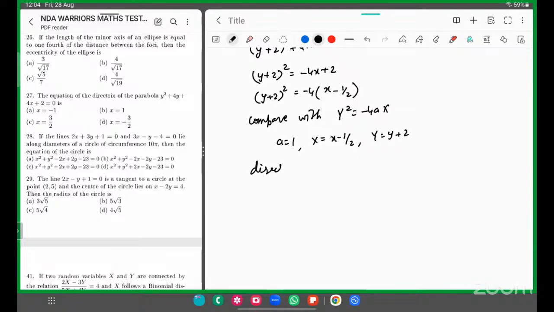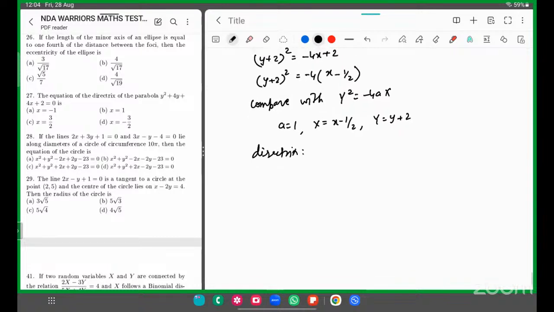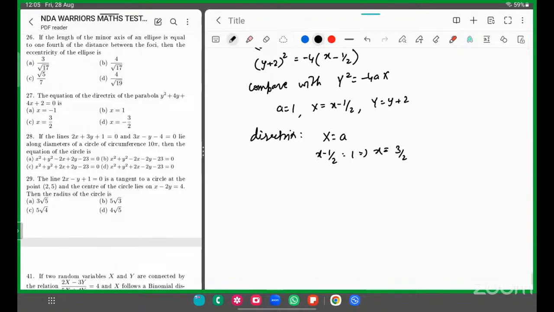डायरेक्ट्रिक्स का इक्वेशन क्या होता है? Directrix is like this form. X is equal to 3. X value is x minus 1 by 2 equal to 1. This implies x is equal to 3 by 2. Option number C.